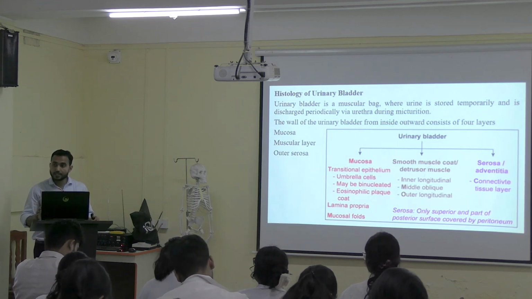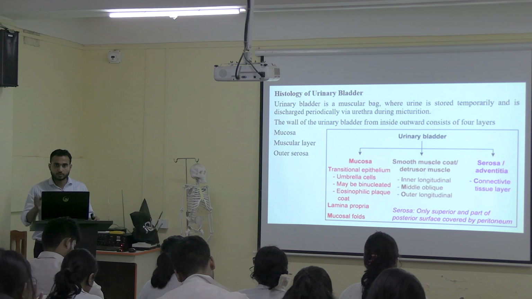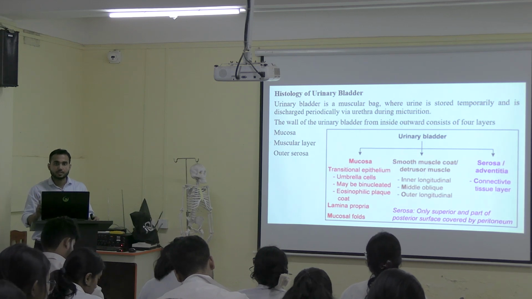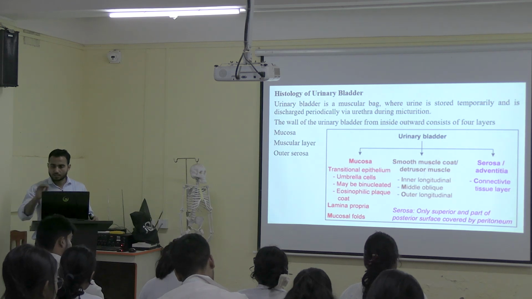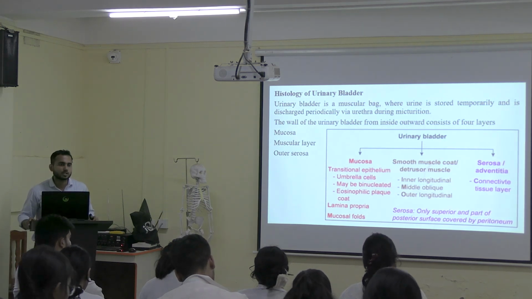So in order to protect the bladder tissue from the toxic substance of the urine, a special type of lipid coating is given to the mucosal surface of the urinary bladder.